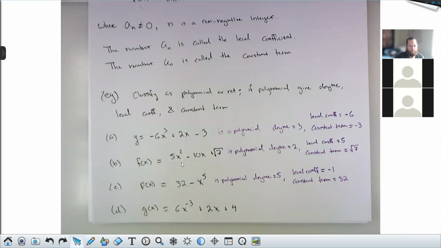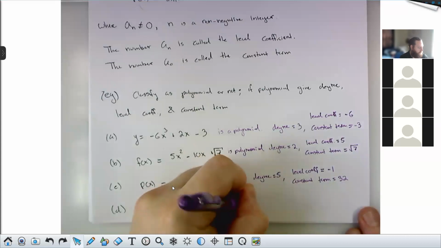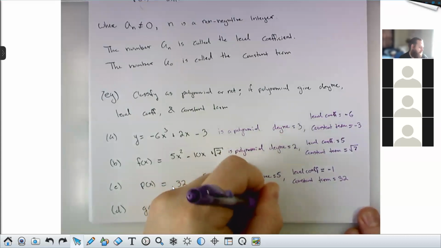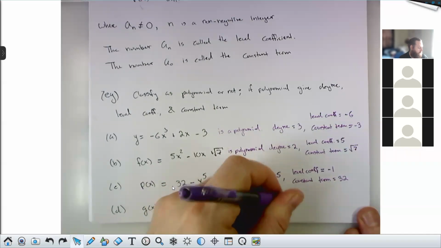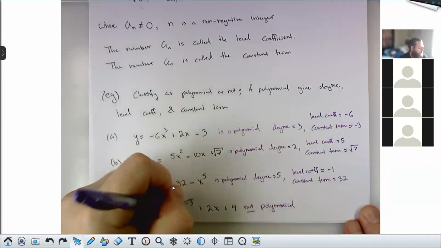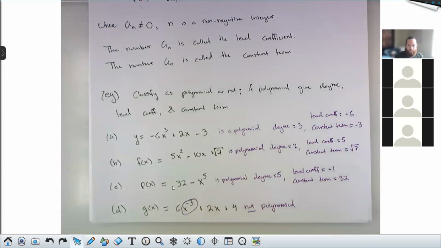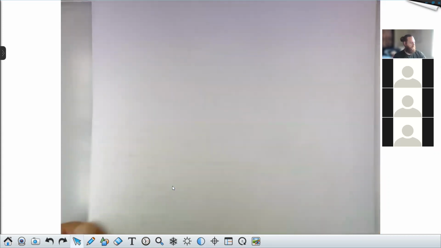Okay. This last fellow, polynomial or no? No, good. Yeah, this is definitely not a polynomial. What's wrong with this one? The negative degree. Yeah, this power of x is not a positive integer power of x. It is a negative integer power of x. So that's no good. All right. I know this is not the most exciting thing in the world. I wanted to show you a couple kind of tricky versions of this sort of thing.